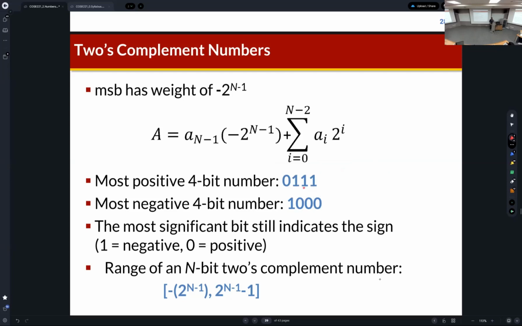Then what is the largest positive number? Because the MSB is minus 2 to the power of 3, if this bit is 0 and the remaining bits are all ones, then this is the largest positive number, right? So it's 0, 1, 1, 1, which is 7. Actually, the largest positive number of the two's complement number system is the same as the sign and magnitude number system. This is different, though: what is the most negative number?